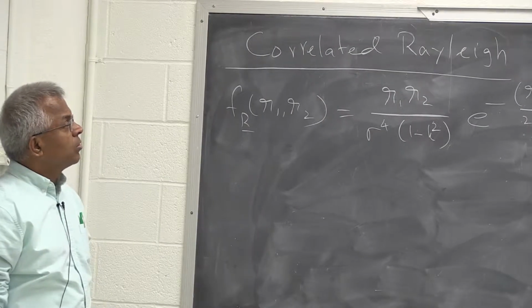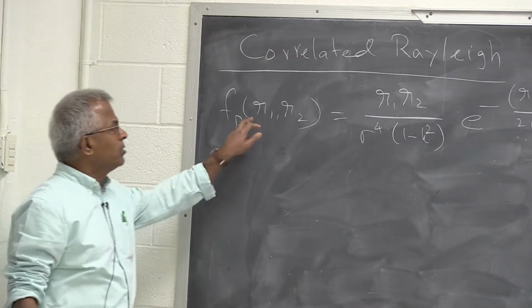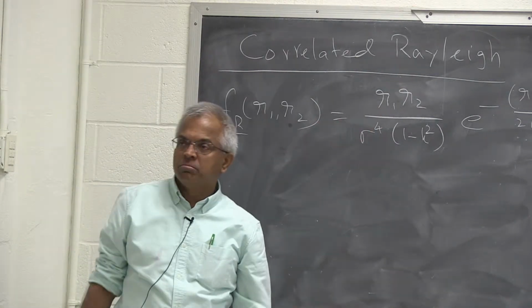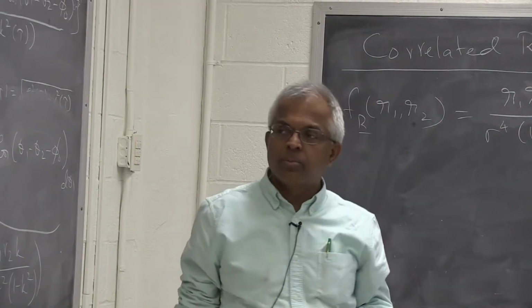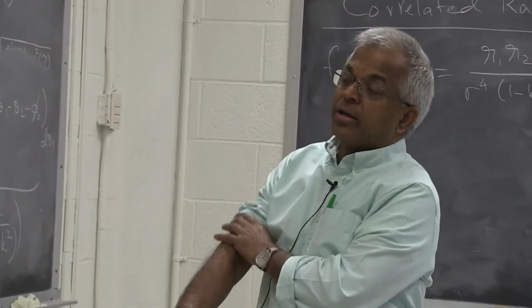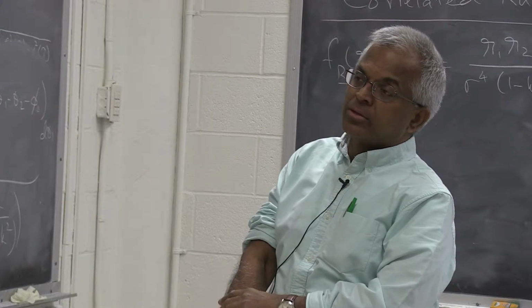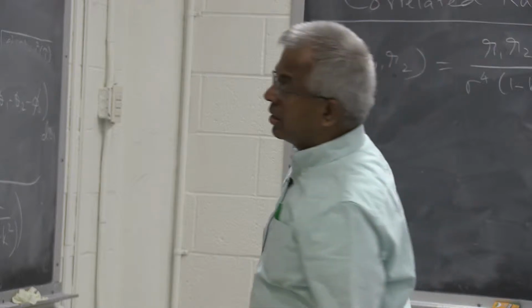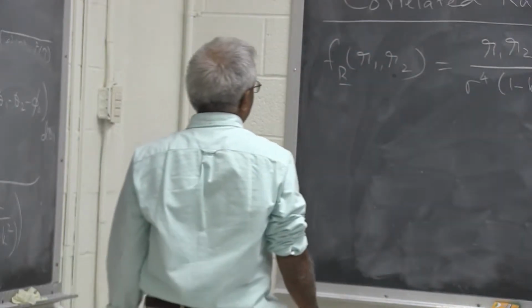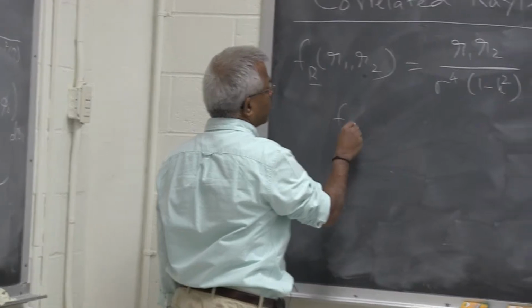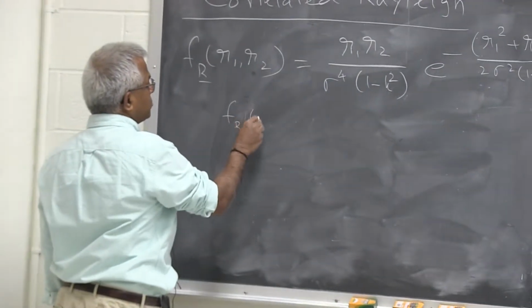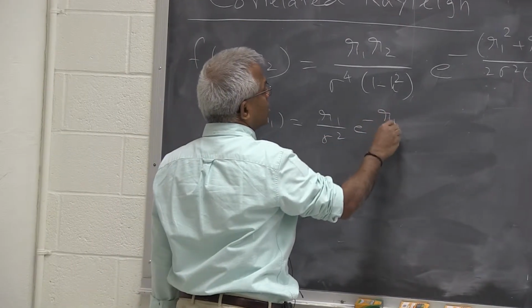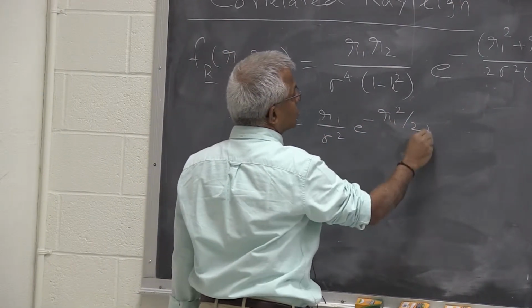So this is the correlated Rayleigh: two random variables R1 and R2 which are correlated. Actually we know that R1 is the square root of x squared plus y squared, where x and y are identical, zero mean, equal variance, and independent. R1 and R2 are separately Rayleigh. So that means if you work out the density for R1, it will turn out to be R1 over sigma squared e raised to minus R1 squared over 2 sigma squared.